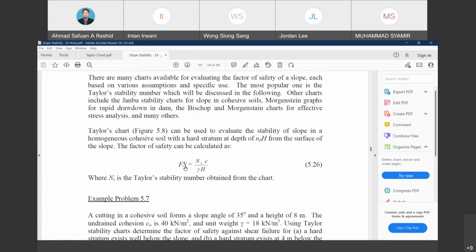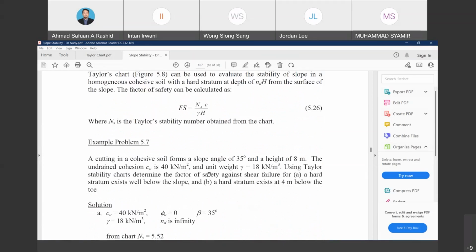So the example from Dr. Noli: she used equation 5.26 to obtain the stability number, and at the same time she also used the trial and error method to determine the factor of safety value.